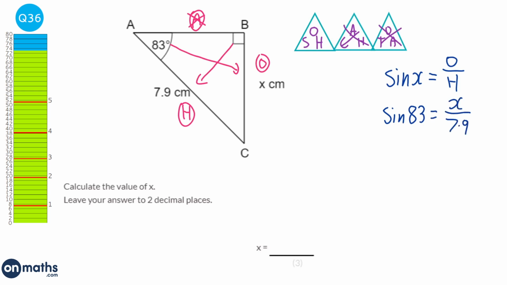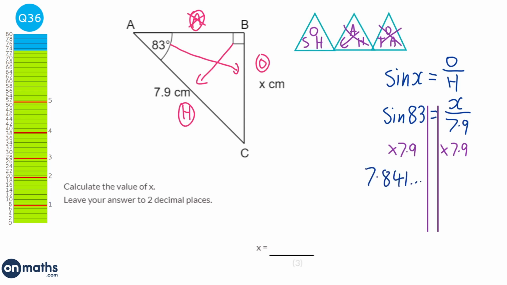Then we can put our solving lines in, and all we need to do here is times both sides by 7.9. And be careful when you do sine 83 times 7.9. Most calculators open a set of brackets when you type in sine, cos, or tan, so make sure you close them after you type in times 7.9. And when you do that, you get 7.841 and so on, equals x. And so rounding that to 2 decimal places is 7.84.